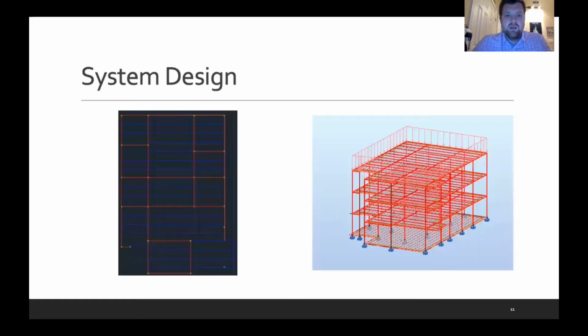This is our system design. On the left is the overhead drawing in AutoCAD, while on the right is through the Robot Structural Analysis. And on there you can actually see the loads being applied.